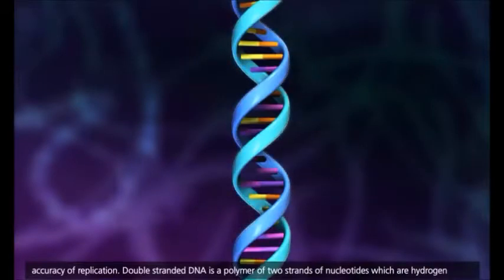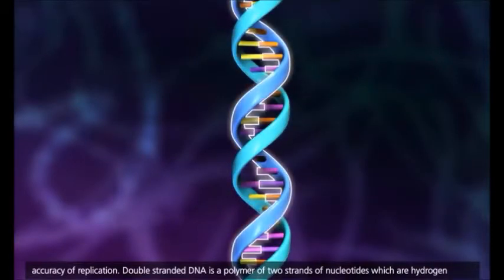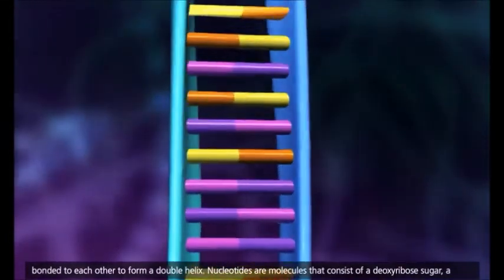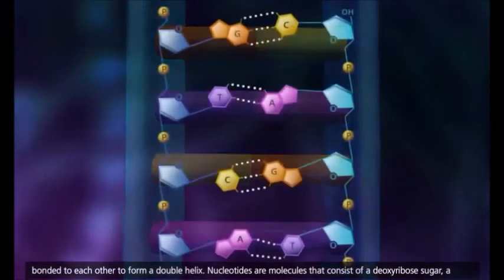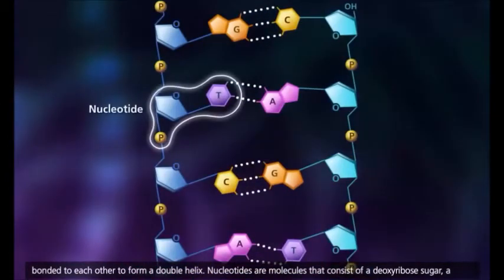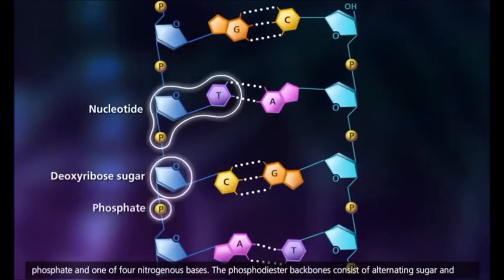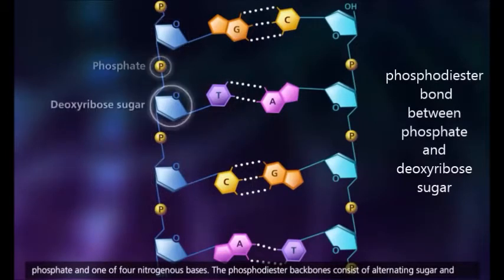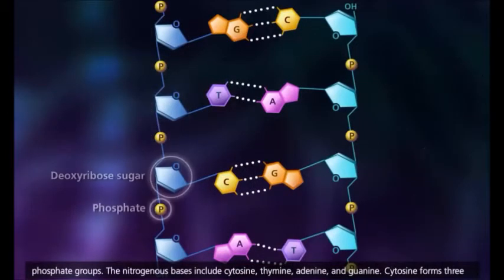Double-stranded DNA is a polymer of 2 strands of nucleotides which are hydrogen bonded to each other to form a double helix. Nucleotides are molecules that consist of a deoxyribose sugar, a phosphate, and one of 4 nitrogenous bases. The phosphodiester backbones consist of alternating sugar and phosphate groups.